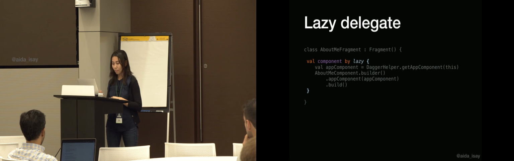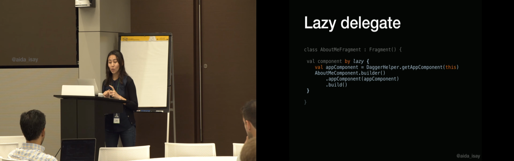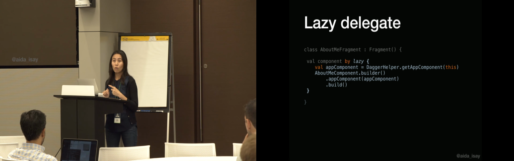When creating a lazy delegate, we use the by lazy keywords, and the code in the lambda executes only when someone refers to this property for the first time. So let's say inside the AboutMe fragment, when we call component.getViewModel or anything like that upon onCreate or onPause, that's when it's going to be initialized for the first time.